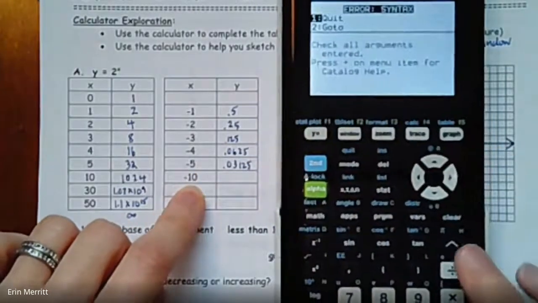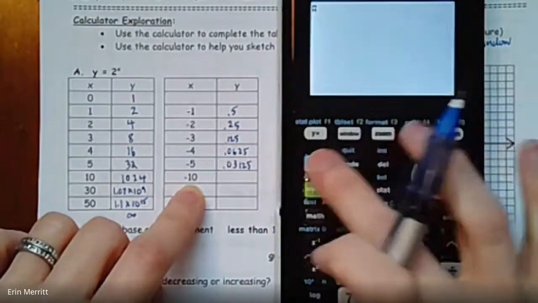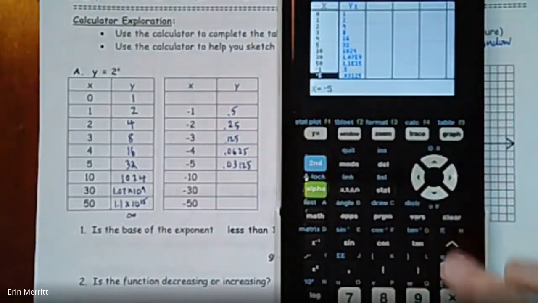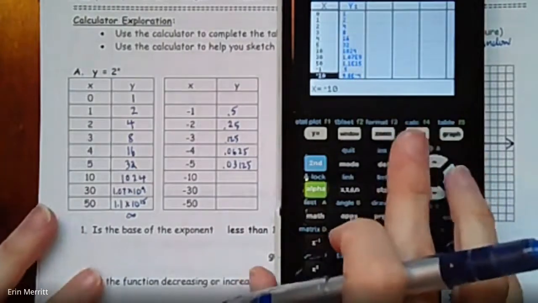Oops, I hit something weird there. Let me go back. All right. Let's see. And now if you start to run out of space, you can type right over the top of the last thing you had. So it'll just change. So I get 9.8 times 10 to the -4th.